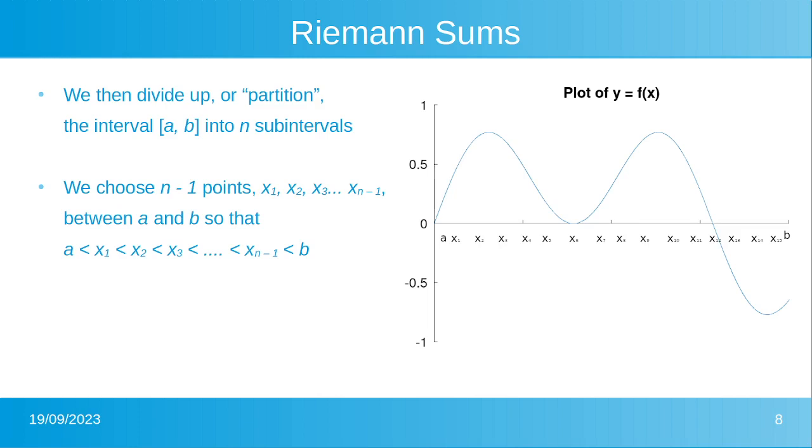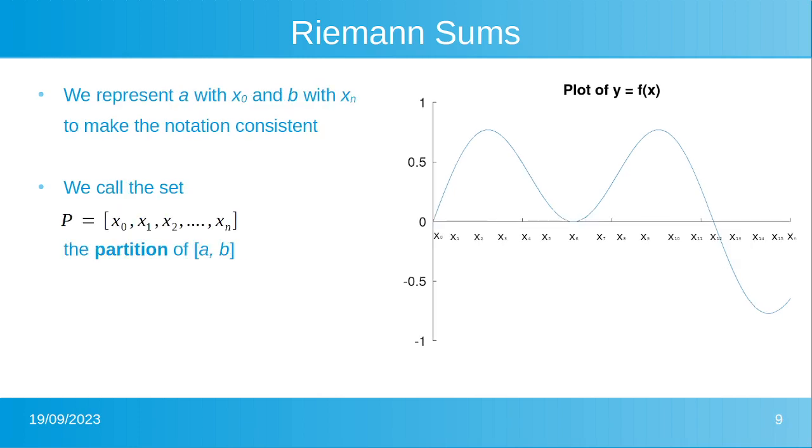And if we have a look at our plot on the right hand side of the screen, you can see that we've done this here. So we've chosen our x1, x2 and x3 points throughout the interval up to b. Now we represent a with x0 and b with xn to make the notation more consistent. And if we have a look at our plot, you can see that these changes have now been made.